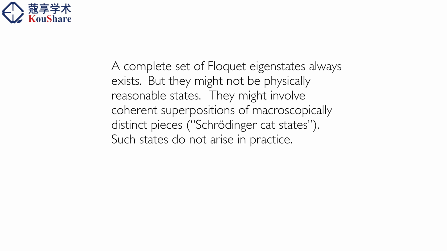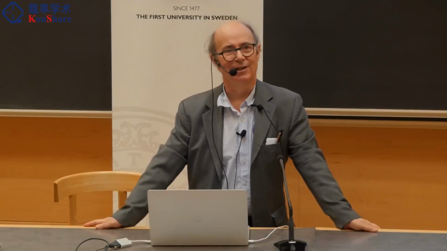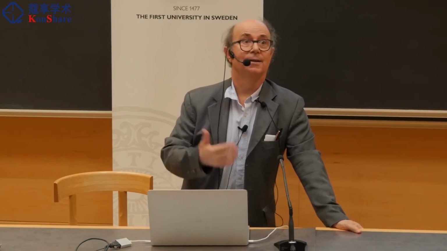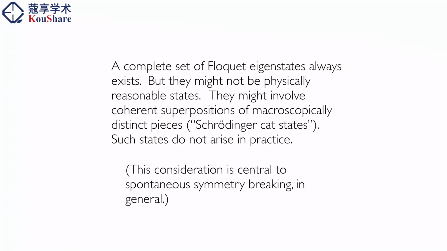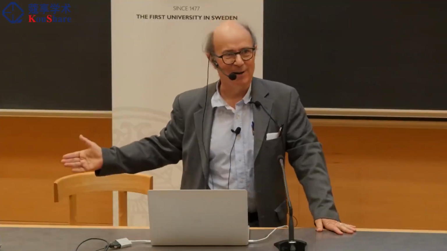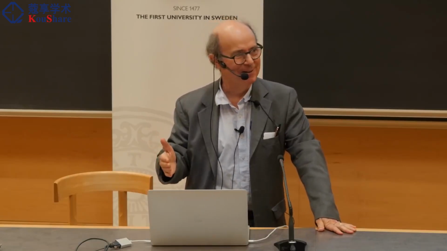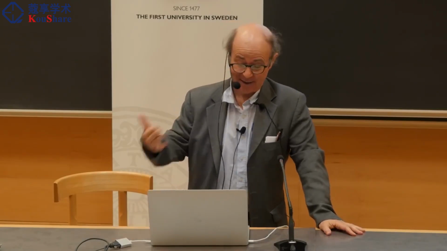They might involve, specifically, coherent superpositions of macroscopically distinct pieces. That is, they might be as different as dead and alive Schrodinger cats. They are things that don't arise in practice. They can't be prepared experimentally, nor realized by reasonable experimental procedures, dynamics. This consideration is central to the concept of spontaneous symmetry breaking in general. It would always be possible, in principle, say in a crystal, to consider the crystal displaced by different amounts, infinitesimally, and to take the superposition of all those as a quantum mechanical state. Then the symmetry wouldn't be broken. It would even lower the energy. But those are not realized in practice, because you're superposing states that are macroscopically different.